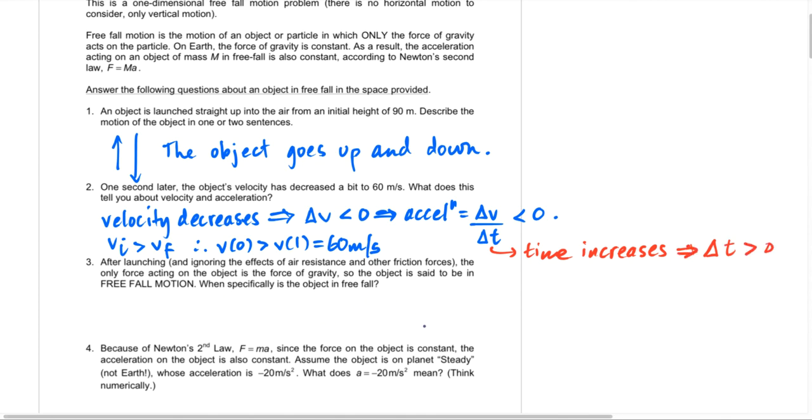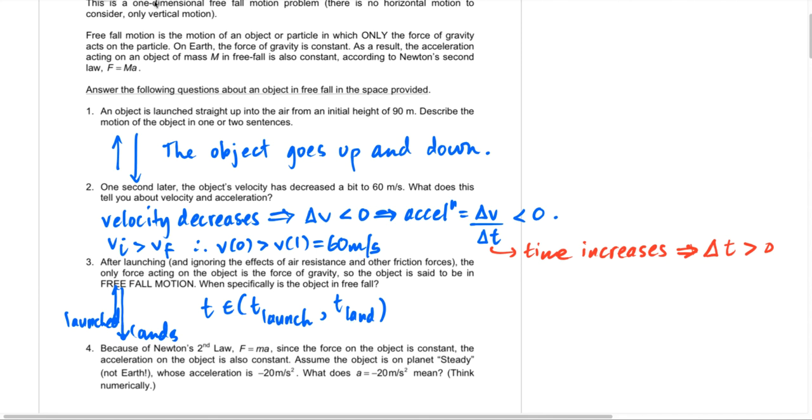Okay, in number 3 it says after launching, and then ignoring the effects of gravity, the only force acting on the object is gravity, so the object is said to be in free fall. When specifically will this object be in free fall then? Well, consider that we toss the object up and it comes back down. So it's being launched and then the object is landing on the ground. And so we're going to say that the object is in free fall for an open time domain of time launching, which is usually 0 seconds. That's when we start the stopwatch of the experiment, until the time of landing.